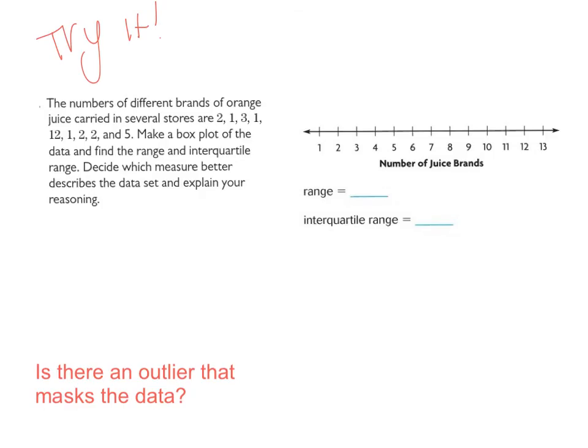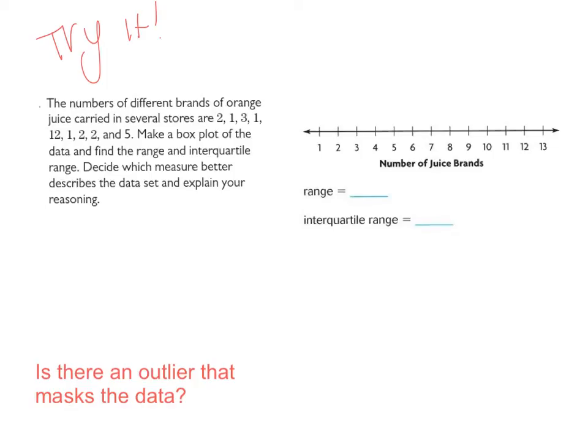Okay, so I hope you did well on the last try it problem. Here's another one where you get to try the range and interquartile range. Again, you don't have to write down the whole problem. You just need to make sure you write down the data set and this part over here. The problem says the number of different brands of orange juice carried in several stores are 2, 1, 3, 1, 12, 1, 2, 2, and 5.